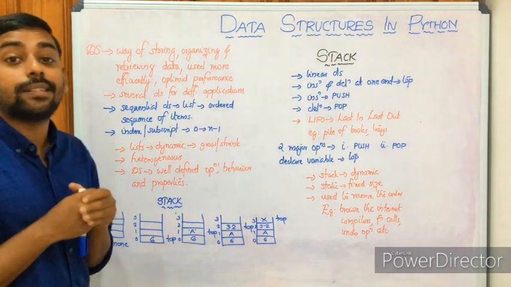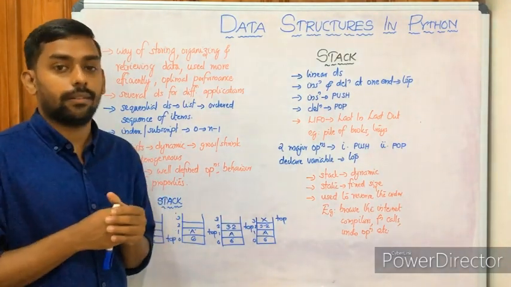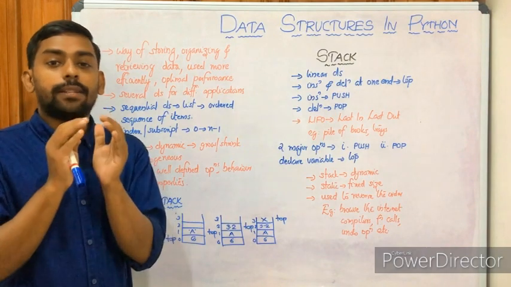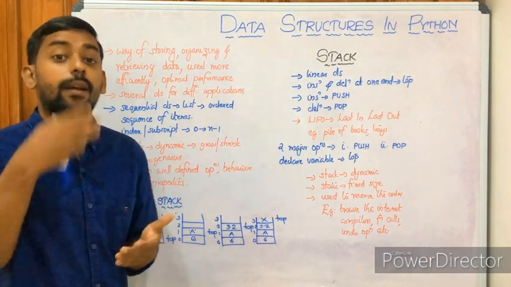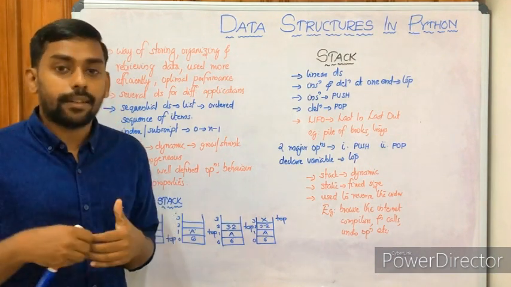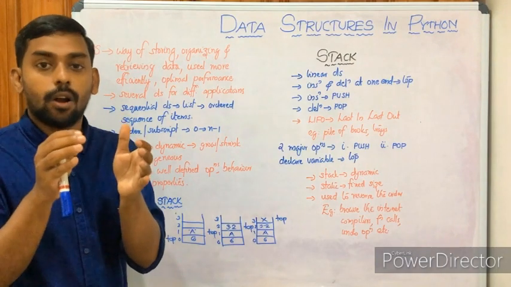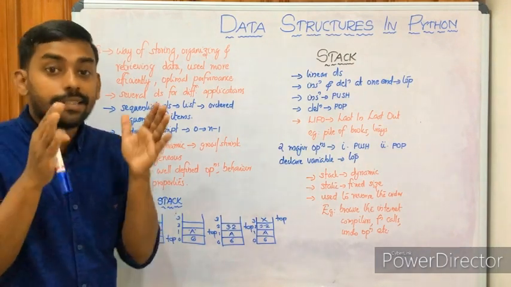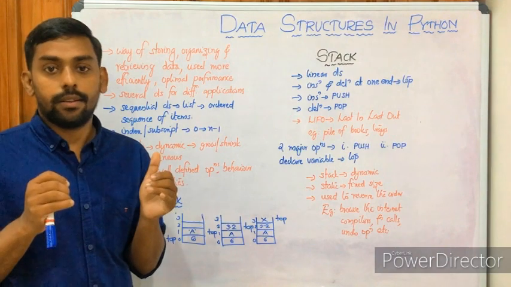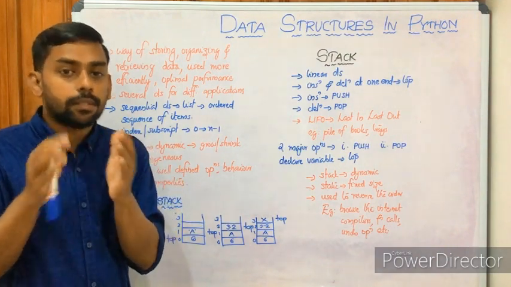Then we know list is a dynamic data structure. Why are we saying this list is dynamic? Because any number of elements can be added, and at the same time it can be deleted as well. That means the size of a list can be increased or decreased, meaning size is not fixed, size is not constant. The size means the total number of elements.